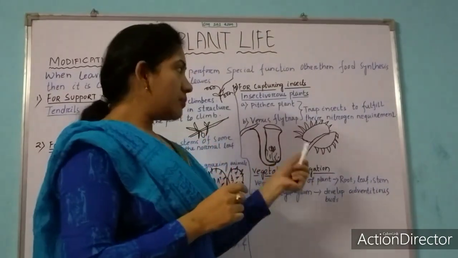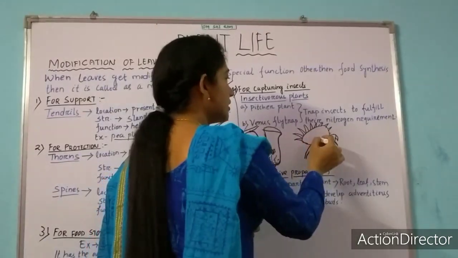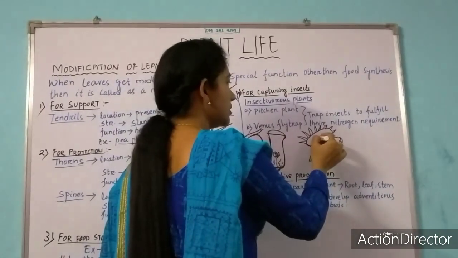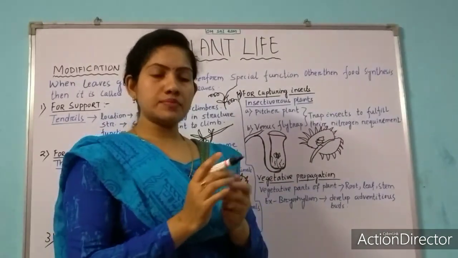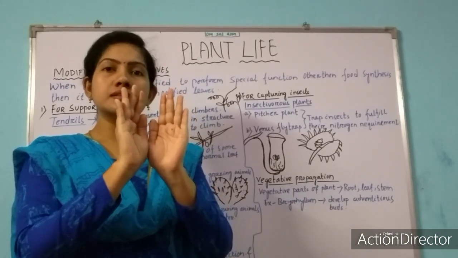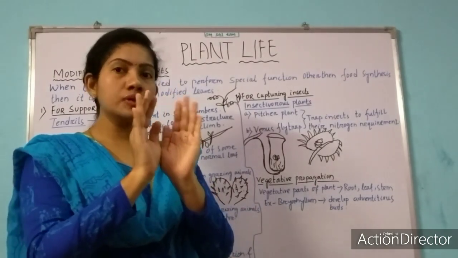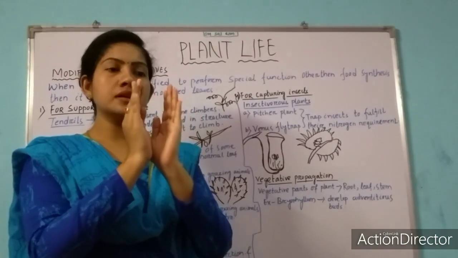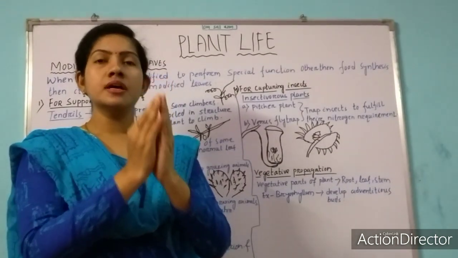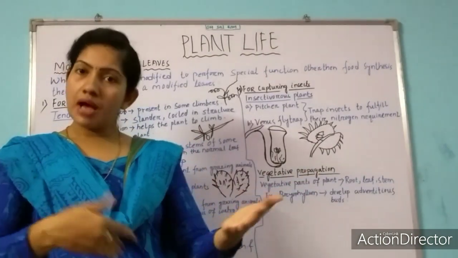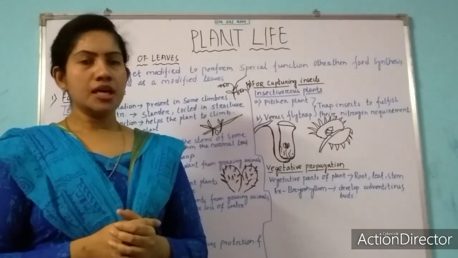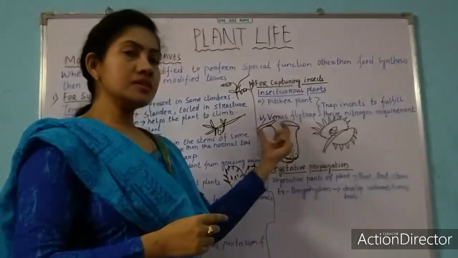So what happens when an insect comes to capture its nectar? The leaves will be like this, and when the insect sits to capture its nectar, the leaf will slowly close. After closing the leaf, the insect cannot come out again and gets digested inside the leaf. Same as in the pitcher plant, only the shapes are different.